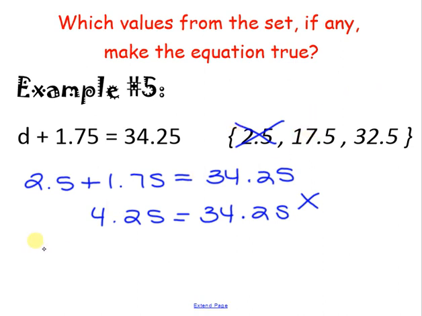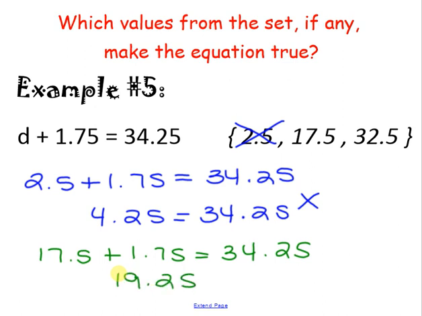Let's try the next one. 17.5 plus 1.75 equals 34.25. Again, use your calculator. 17.5 plus 1.75 gives you 19.25 equals 34.25. Is that true? No. So this does not work.